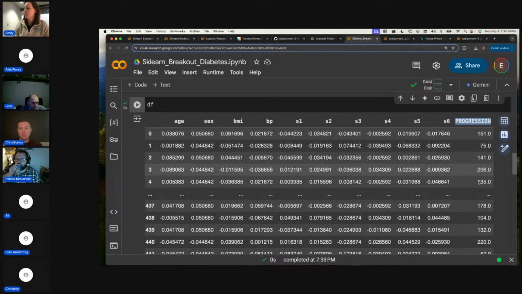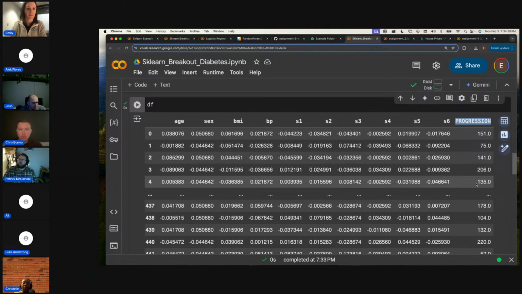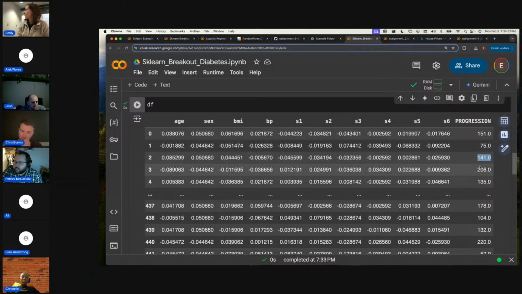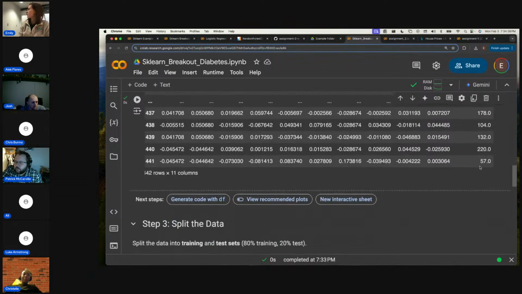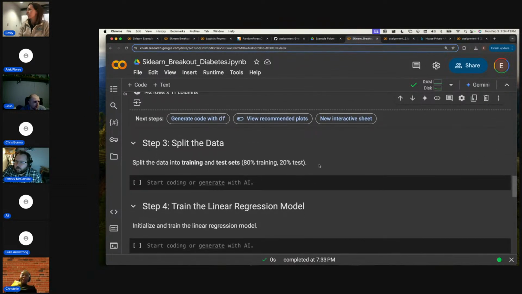Is this a regression or classification problem? Regression. This is a regression problem because we have scalar values. I know we haven't learned about classification problems, but we will. So this is a regression problem.